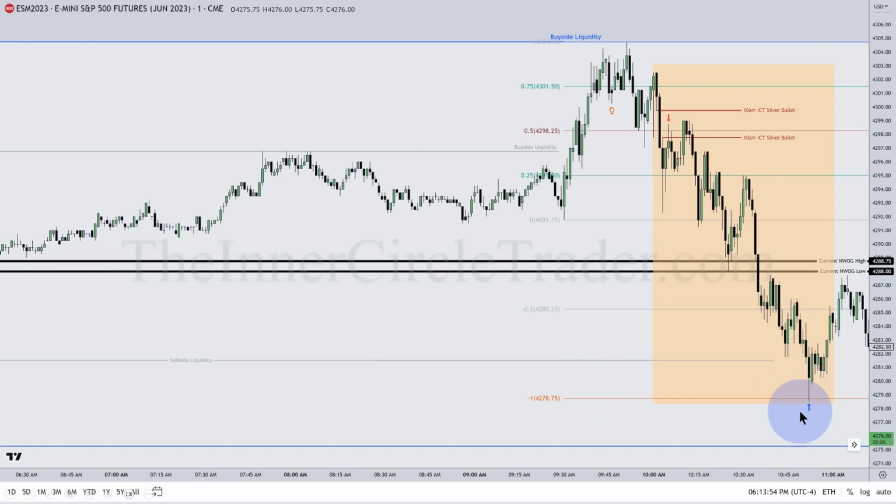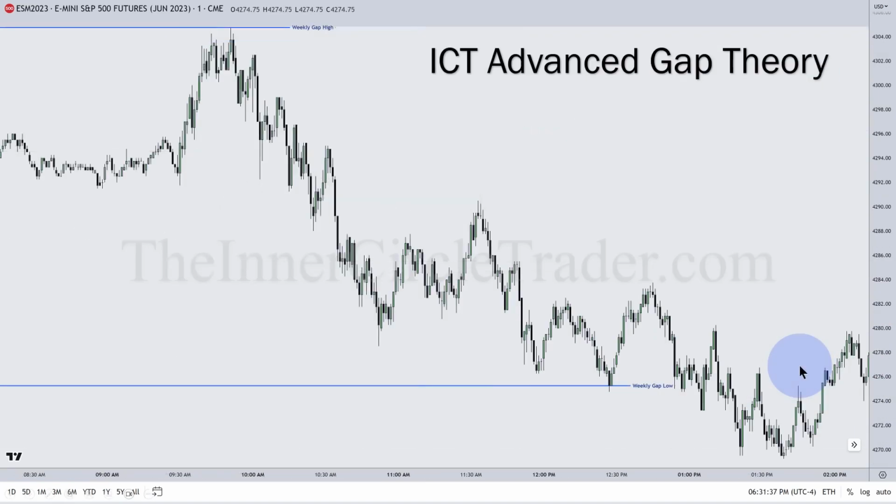Yeah, that's a pretty good run for a silver bullet. Getting short around the 4298 level, that's 1, 2, 3, 4, 5, 6, 7, 8, 9, 10, 11, 12, 13, 14, 15, 16, 17, 18, 19 handles. That's a pretty good day, even if you're trading with one contract. Let's go a little bit further.